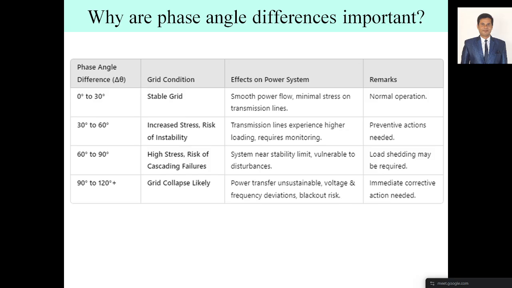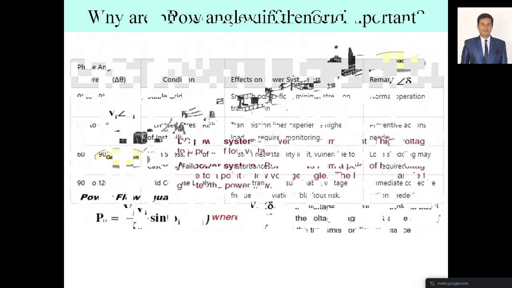Once grid instability comes, grid failure happens, and the grid collapses, it will take more than 3 to 4 hours to recover again. So that's why you have to maintain the phase angle. I hope you understood now.